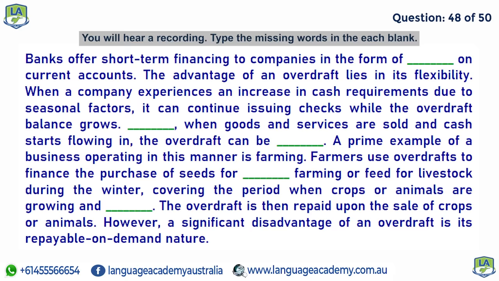A prime example of a business operating in this manner is farming. Farmers use overdrafts to finance the purchase of seeds for arable farming or feed for livestock during the winter, covering the period when crops or animals are growing and maturing. The overdraft is then repaid upon the sale of crops or animals. However, a significant disadvantage of an overdraft is its repayable on-demand nature.